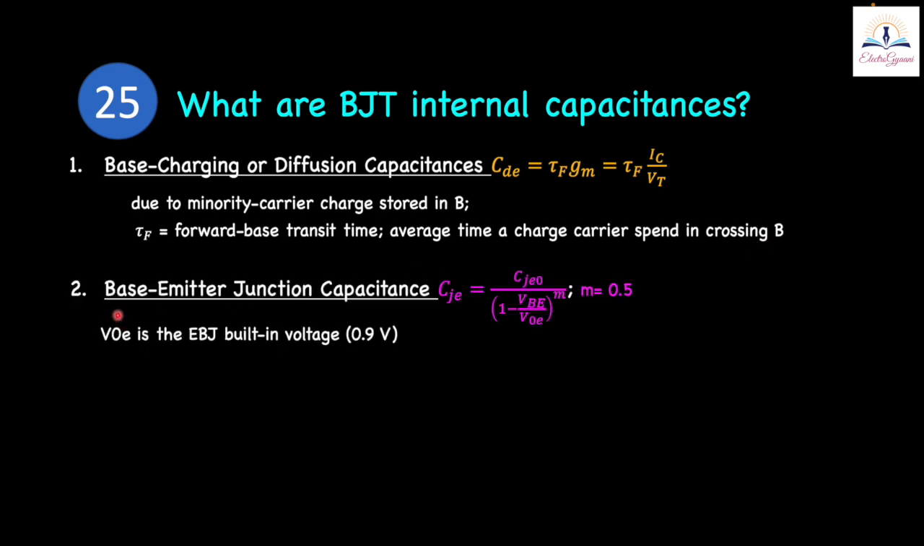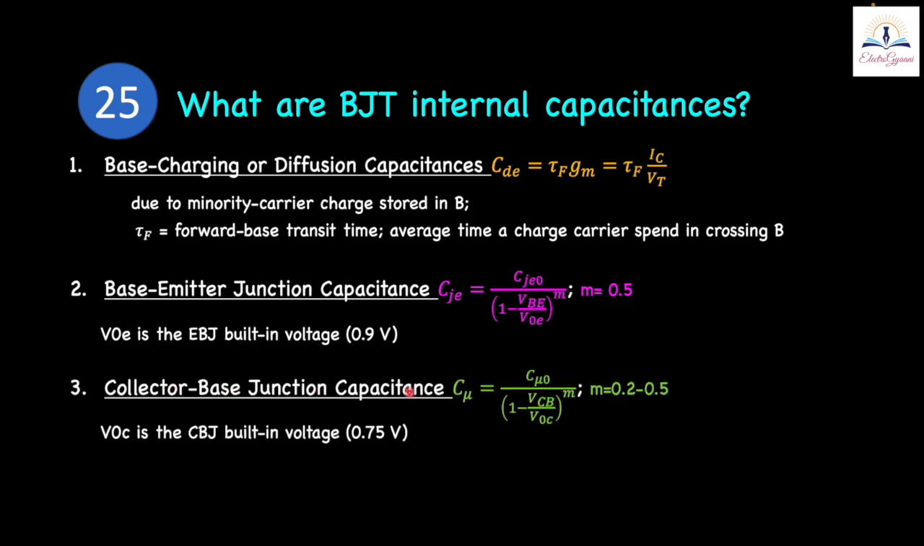The next is base emitter junction capacitance, which is given by this equation. You must be familiar with this equation. We have seen it in the diode. So M is usually 0.5. The third one is collector base junction capacitance. Its expression is almost similar to base emitter junction capacitance, but its grading coefficient ranges from 0.2 to 0.5.